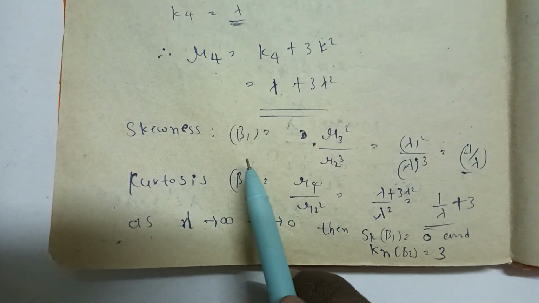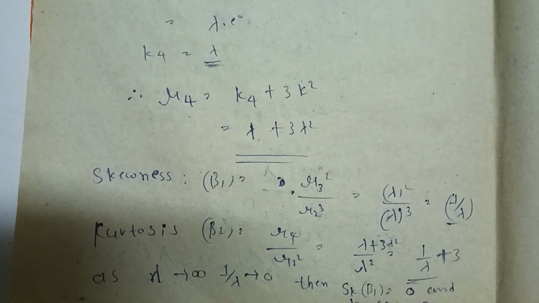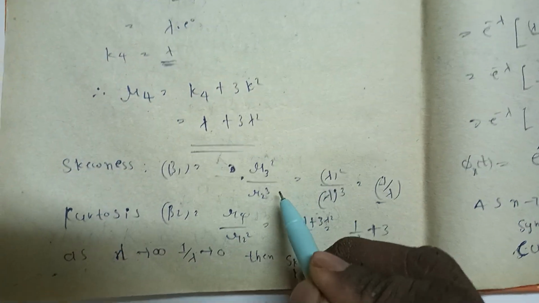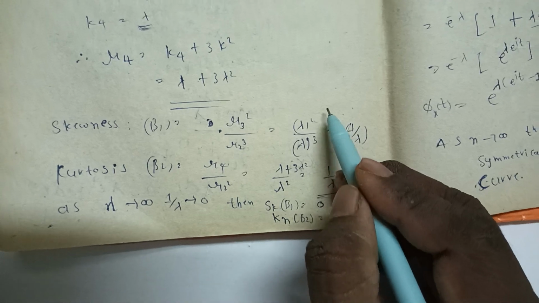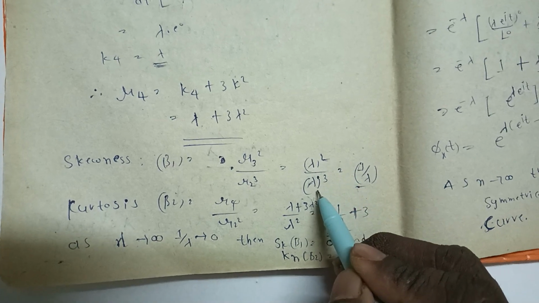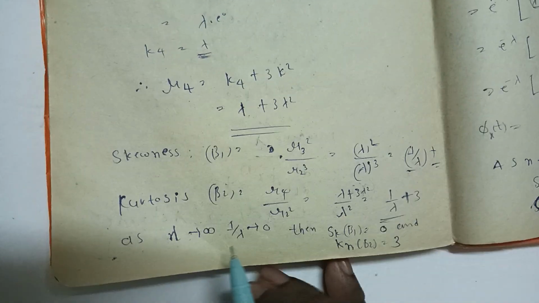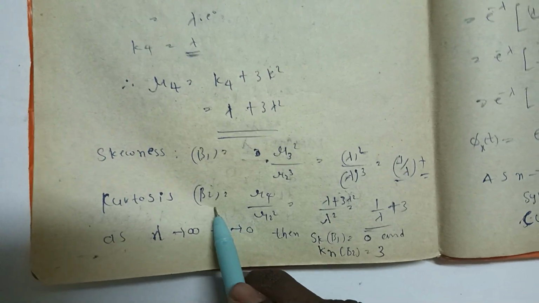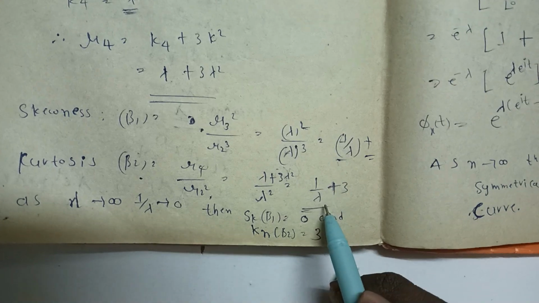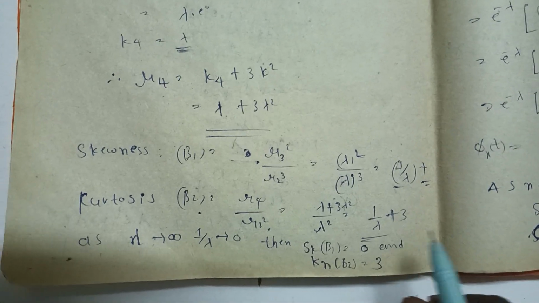So from that, what is the beta 1 value? That is skewness. So what is skewness? Mu3 square divided by mu2 cube. Mu3 is lambda, mu2 is lambda, so it is lambda to the power of 2 divided by lambda to the power of 3, that is 1 divided by lambda. It is a positively skewed data. Next, kurtosis is beta 2 equals mu4 divided by mu2 square. So this will be 1 divided by lambda plus 3. If you get more than 3, then it is a leptokurtic curve.